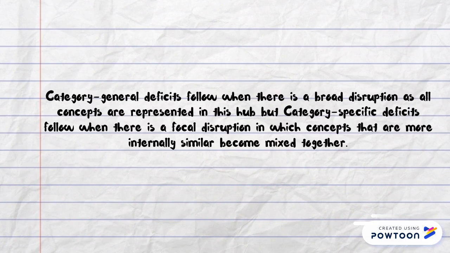Category general deficits follow when there is a broad disruption, as all concepts are represented in this hub. But category-specific deficits follow when there is a focal disruption in which concepts that are more internally similar become mixed together.